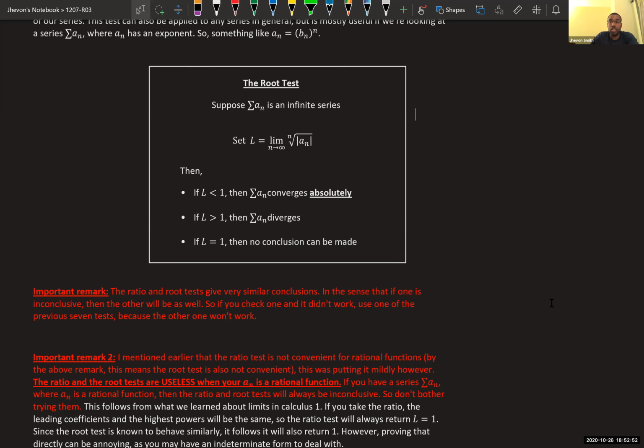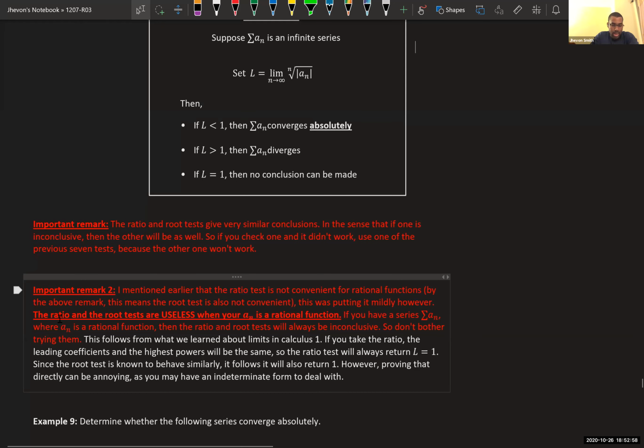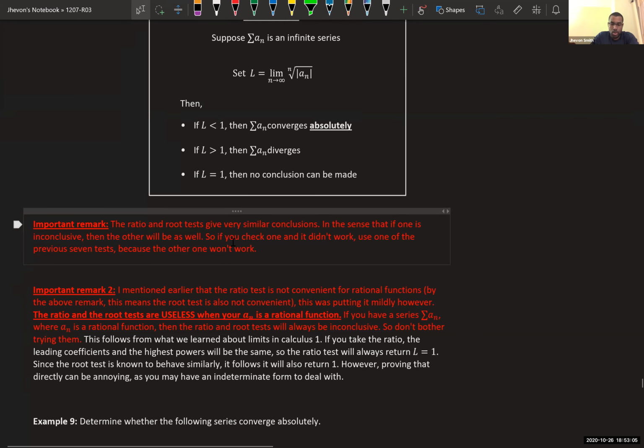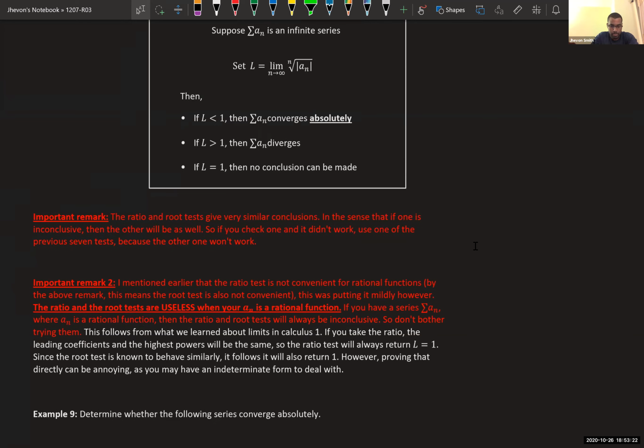So with rational functions, the root test also will not work. You'll always get a limit of 1, right? So again, I mentioned here and I underlined it: the ratio and root tests are useless when you're looking at rational functions. They will behave very similarly in terms of the conclusions they can make, right? So if you apply one and it doesn't work, it doesn't help, the other one is not going to help. That will be important in terms of strategy later, which we'll talk about in the next class, right?